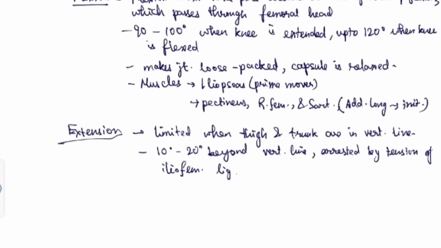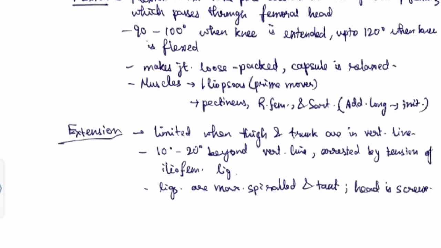Now let's go. Ligaments are maximally spiraled and taut when extended. The joint is screwed home. See, let's highlight this line. It's known as the screw home action. Wherever you find screw home written, again you'll come across it in the knee joint. You have to remember this. They might ask you a question.